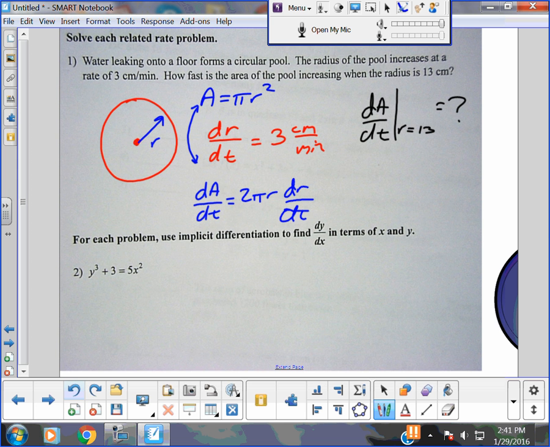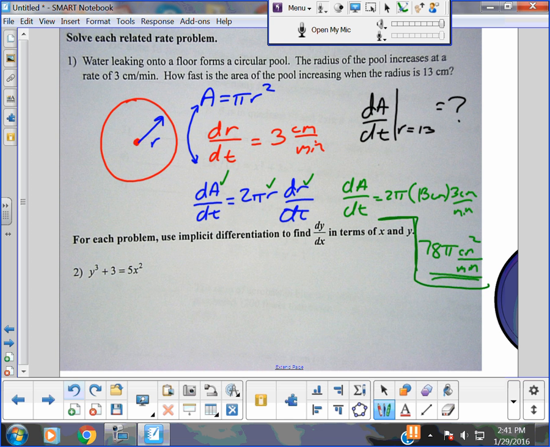Plug and chunk time. I'll do it in green, because we don't know dA dt, we know r is 13, and we know dr dt is 3 centimeters. So dA dt equals 2 pi times 13 centimeters times 3 centimeters per minute. Let's see here. 6 times 13 is 60 plus 18. Is it 78 pi? All right, so the answer to this one is 78 pi centimeters squared per minute. That is the rate of change of the area.